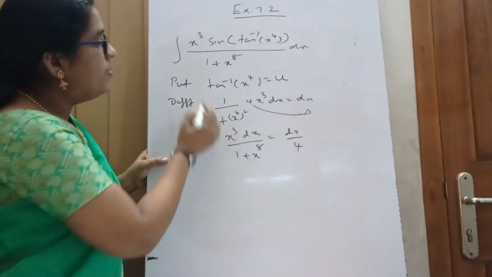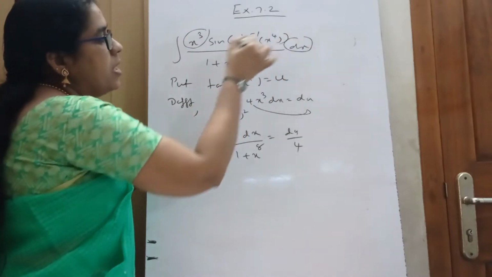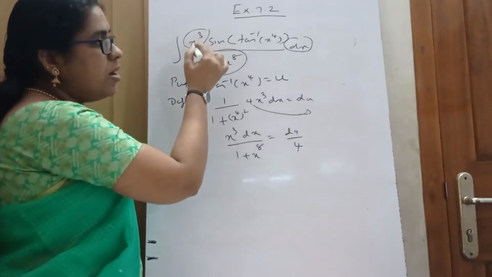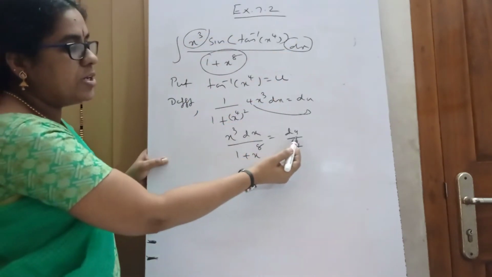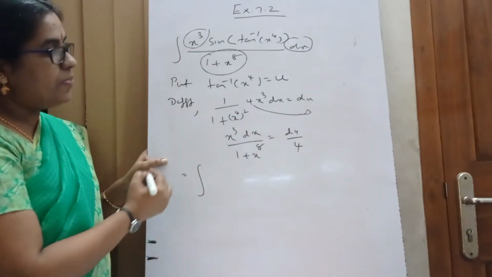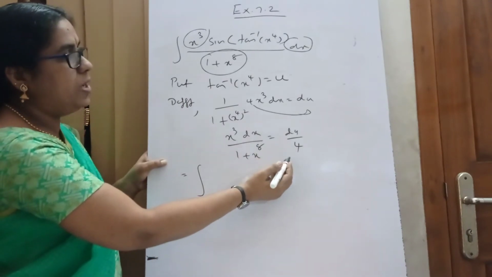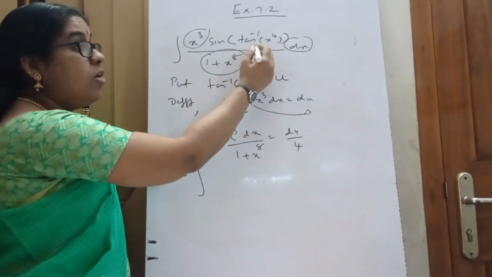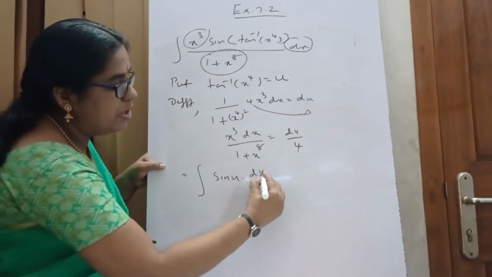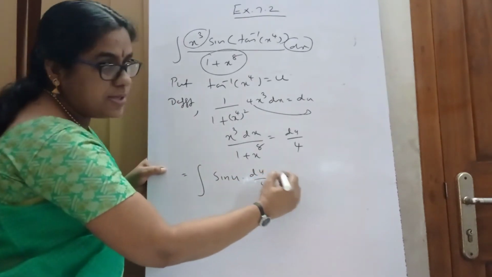Here in the given integrand, we can select x cube dx divided by 1 plus x raised to 8, and instead of this function we can convert this into du by 4 after substitution. Therefore, x cube dx by 1 plus x raised to 8 becomes du by 4, and sine of tan inverse x raised to 4 becomes sine u. Sine u into du by 4.